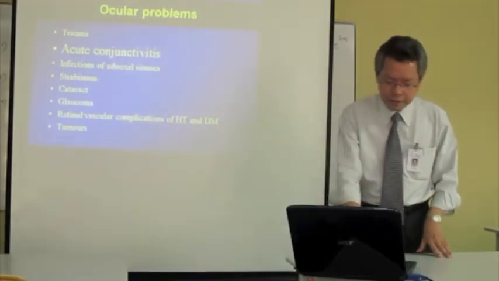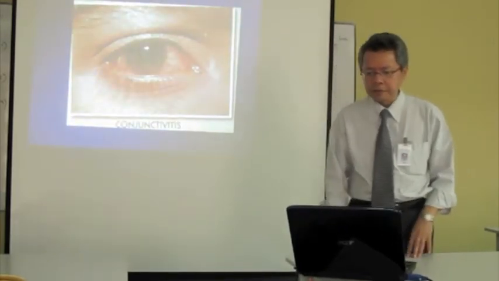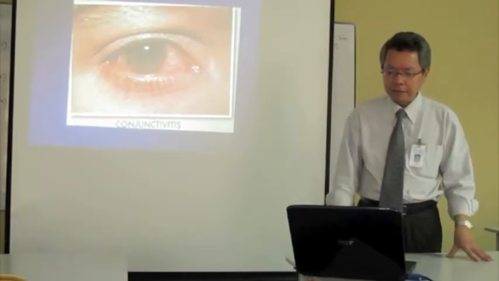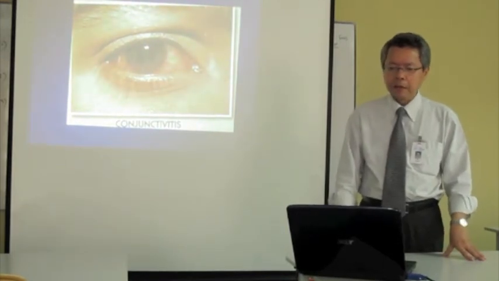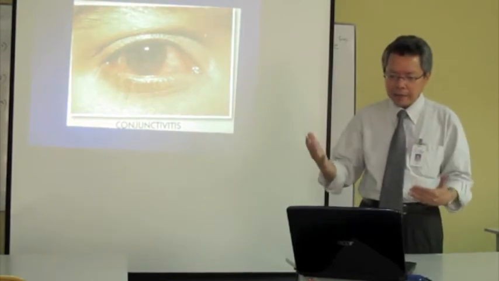Right, acute conjunctivitis, every now and then you get a red eye, and this is a schematic diagram. This is a real diagram of conjunctivitis. The eye is red, there is discharge from the eye, you wake up in the morning and you can't open your eyelids.